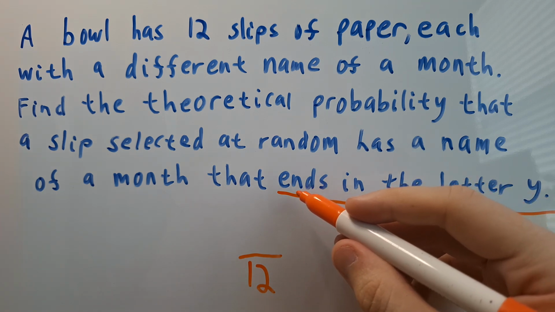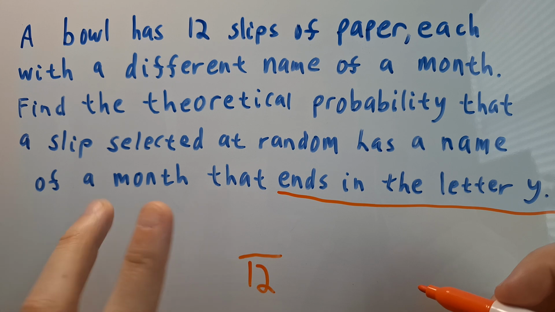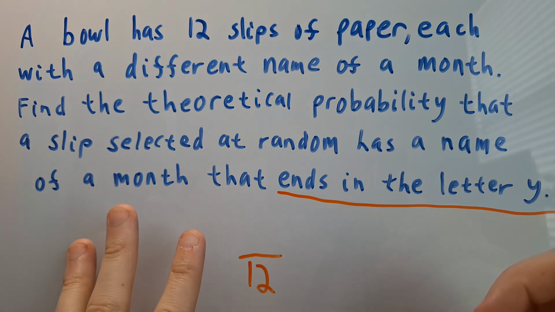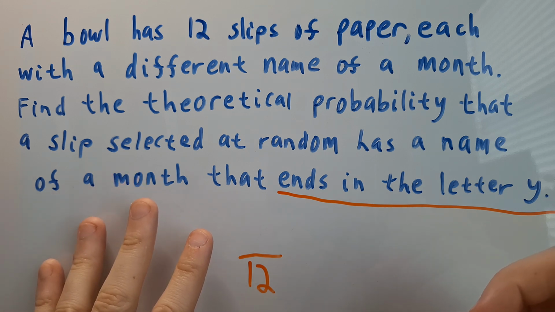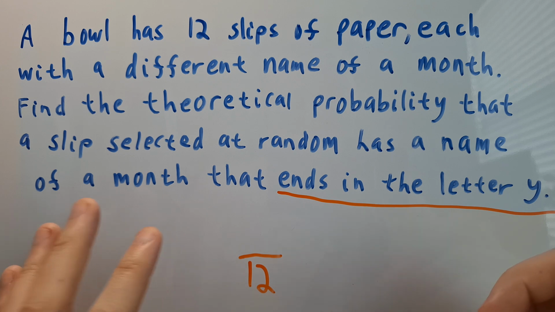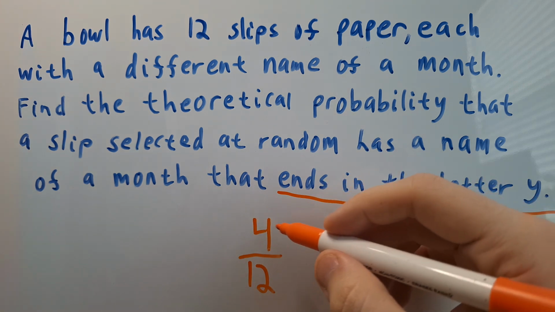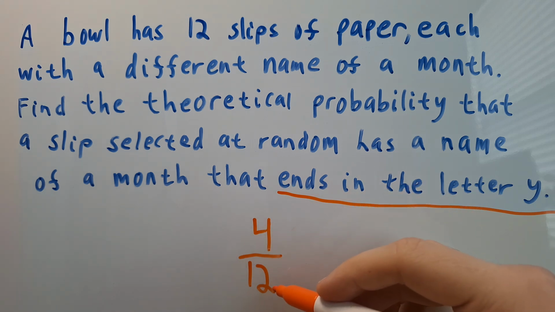And then months that end in the letter Y. So January, February, not March or April, May, not June, and then July. August, September, October, November, December are not counted. So here we have our favorable outcomes over number of possible outcomes.